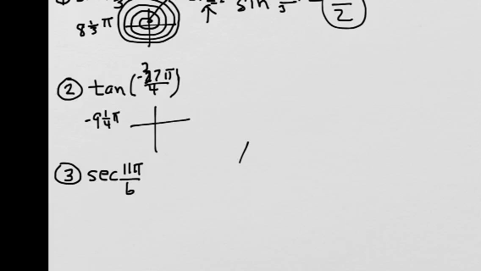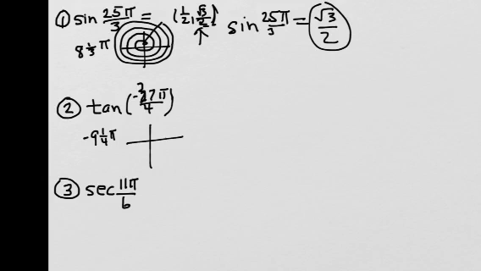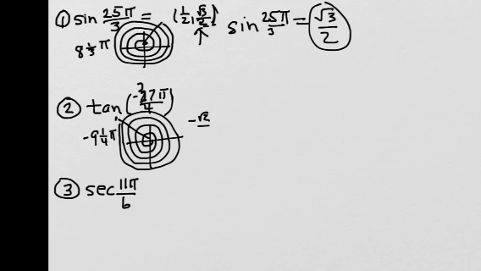Whoops, I erased it. Let me start over. So negative 9 and 1/4 pi. So that's 1 pi, 2 pi, 3 pi, 4, 5, 6, 7, 8, 9, and 1/4 more would be in quadrant 2 right here. The ordered pair associated with that point is, I'll put it here on the side, negative radical 2 over 2, negative radical 2 over 2.